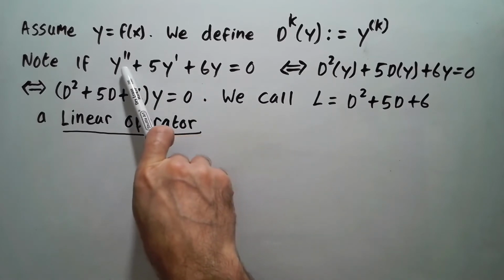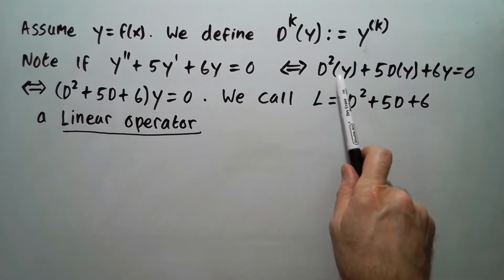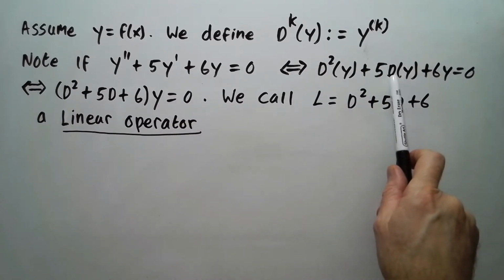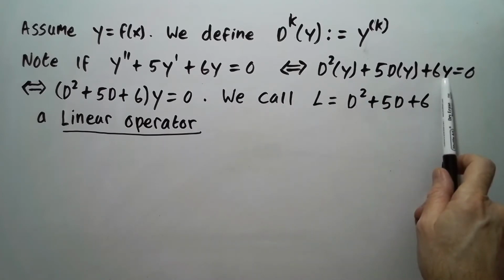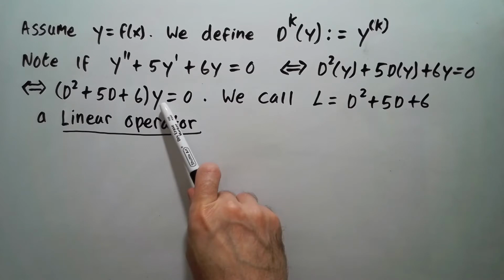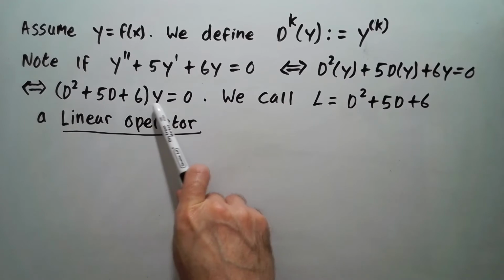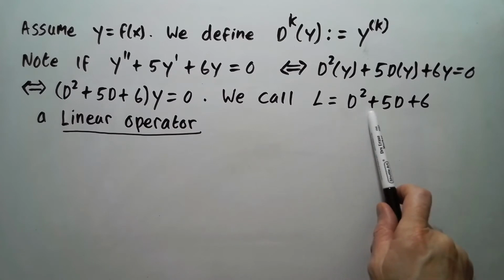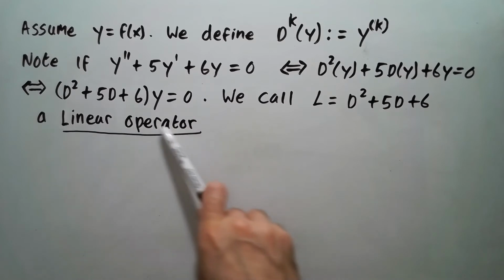We could replace the y double prime with D squared of y, because D squared means second derivative of y. We could replace the y prime with Dy, because D means derivative of y. And then we'll just leave the 6y as it is. We could then factor out the y here, because the derivative is a linear function, so we could write this as (D squared plus 5D plus 6) times y equals 0. Let's call the D squared plus 5D plus 6 L. So this guy here is called a linear operator.